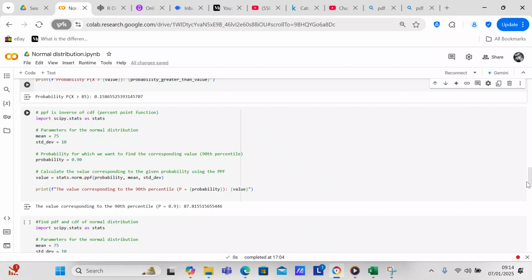So those are three ways that you can calculate probability and value on a normal distribution.